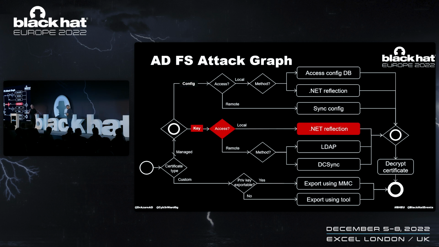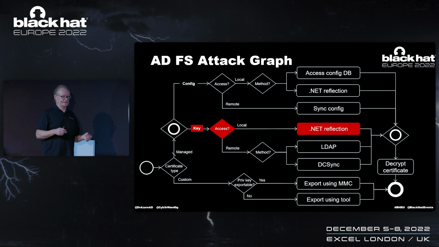And now we go into the key part. So how can we get the key? The first one is, again, the Dotnet Reflection. You need to compromise the ADFS server and then run it there. And here you just instantiate a certain .NET object and then again call the hidden private parameters, properties and methods.